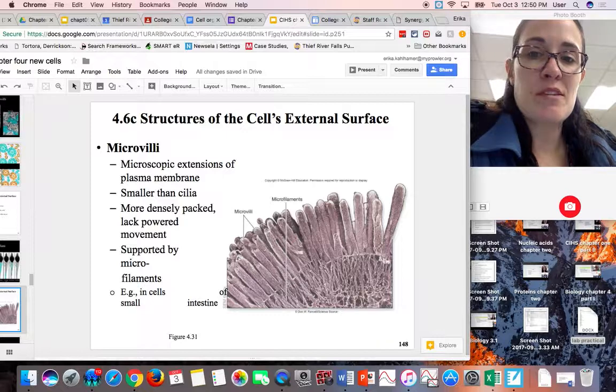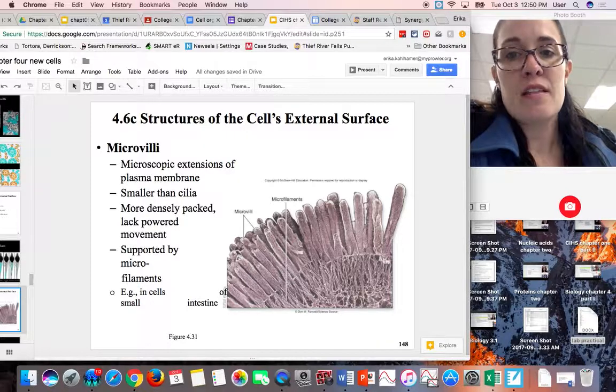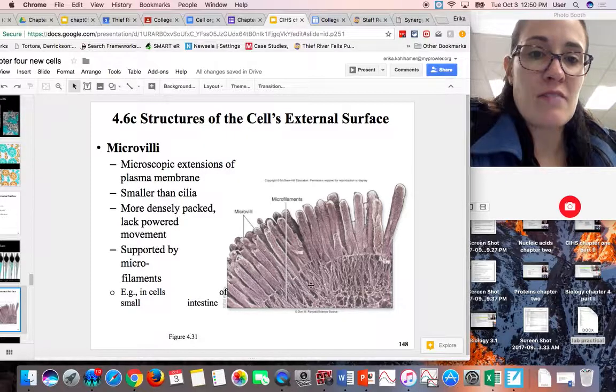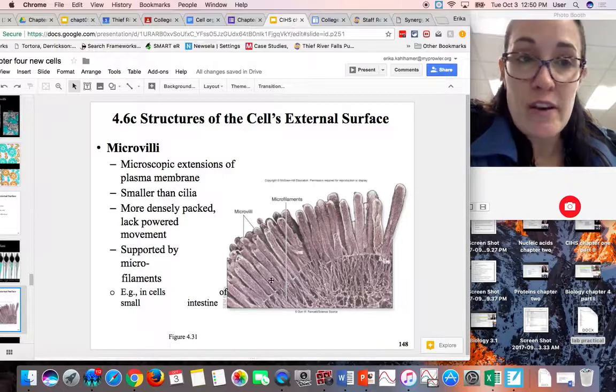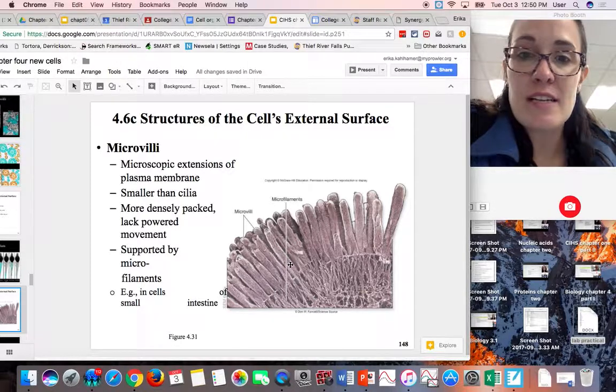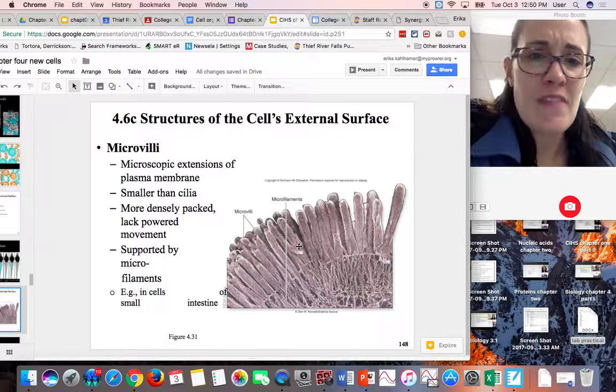Microvilli, the nickname is the brush border. They're just microscopic extensions of the actual plasma membrane. They're very, very, very small and very densely packed. They don't have any kind of power movement to them.